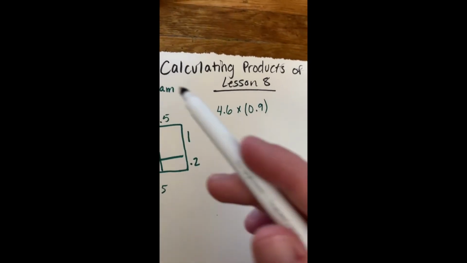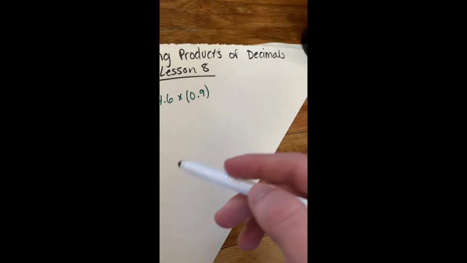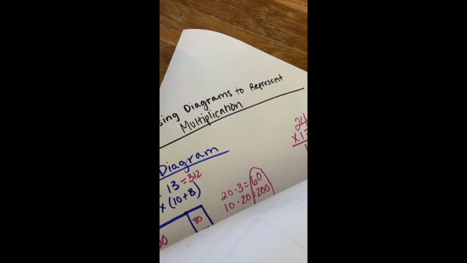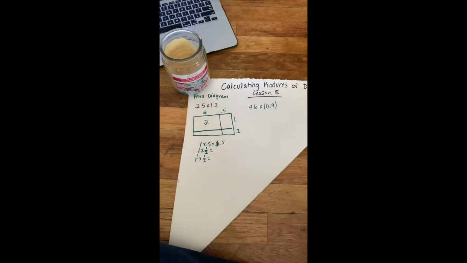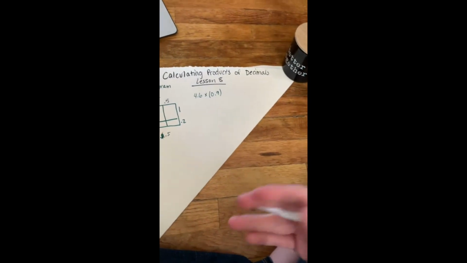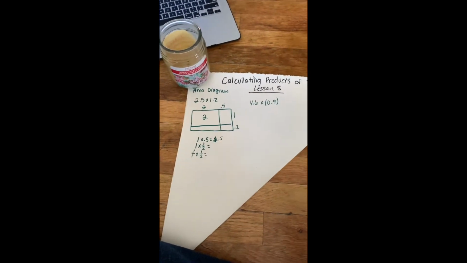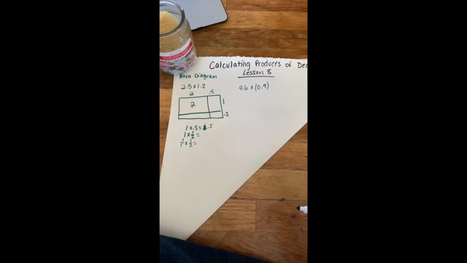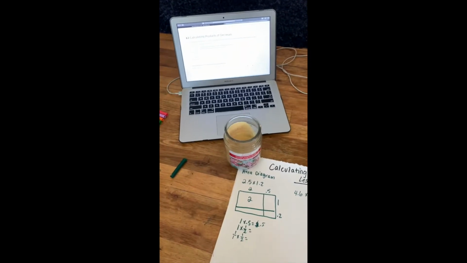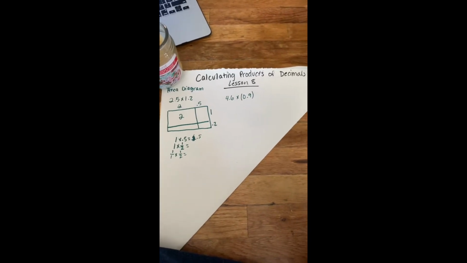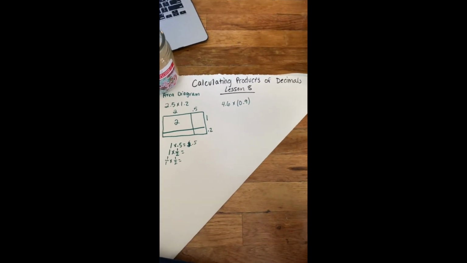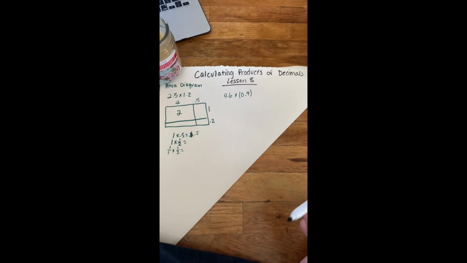So lesson 8 is called Calculating Products of Decimals. It works really closely with our using diagrams to represent multiplication. So I'm using pretty much the same poster paper. I don't have fancy book holders, so I'm using candles while I am looking at our math online because I forgot my workbooks at school. I didn't want to run back to grab them today, so I just figured I'd start working on your stuff today.